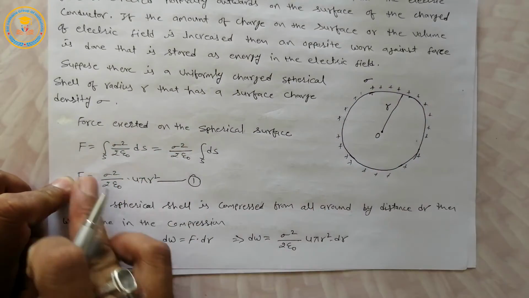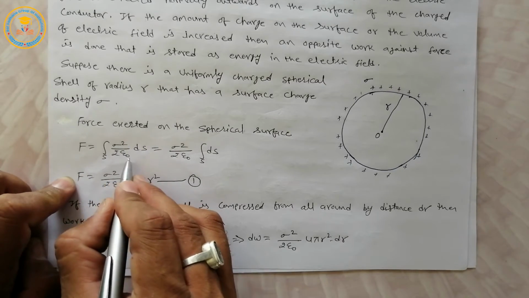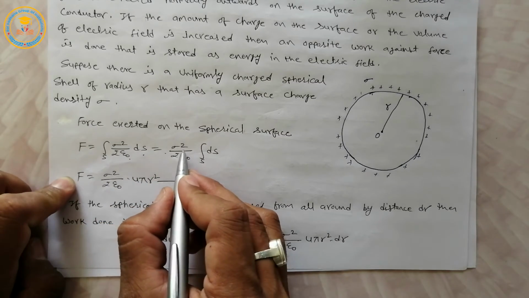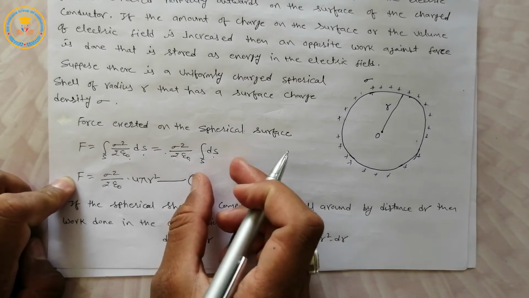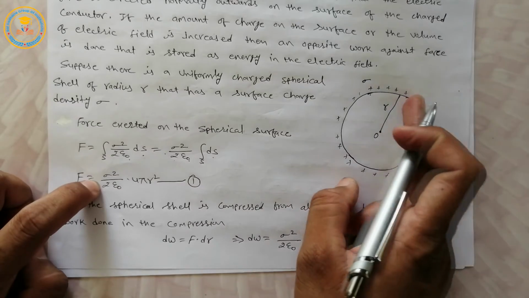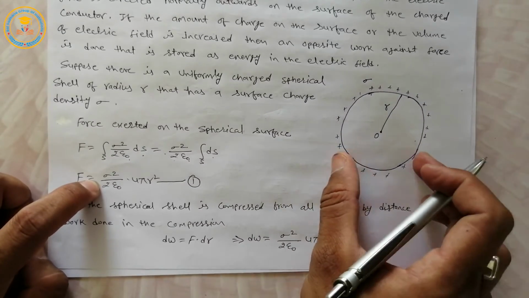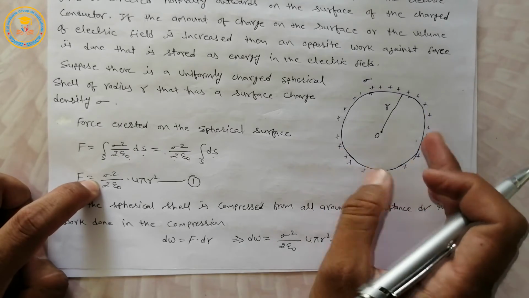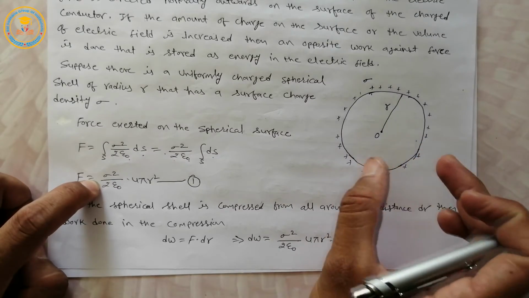spherical surface, F, is equal to the surface integral of sigma square upon 2 epsilon naught ds, which is equal to sigma square upon 2 epsilon naught times the surface integral of ds. What is the surface integral of ds? It is equal to the surface area of this spherical shell, which is 4 pi r square, because we know that the surface area of a sphere is 4 pi r square. R is the radius of the sphere.